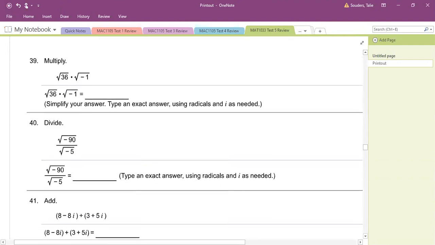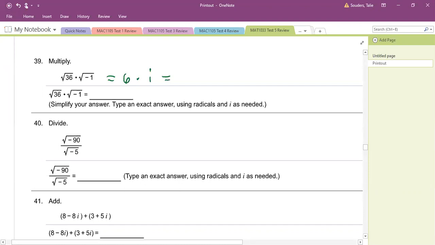Number 39. Once again, let's simplify each radical first and then multiply. So what is the square root of 36? 6. Okay, what is the square root of negative 1? i radical 1. It would be i radical 1, but what is the square root of 1? 1. So it really just becomes i. So then what is 6 times i? 6i. Really not much going on in that problem compared to the last one anyway. Nice job, guys.